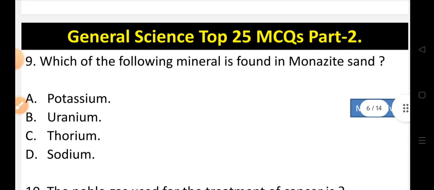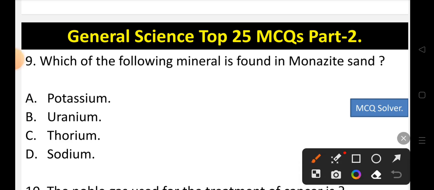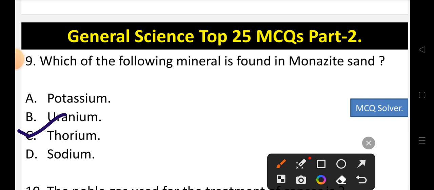Now let's move to question number 9. Which of the following minerals is found in monazite sand? Let's look into the options. Option A potassium, option B uranium, option C thorium, or option D sodium. So monazite sand, the mineral which is found is, the correct option is option number C, that is thorium. So C is the correct option.